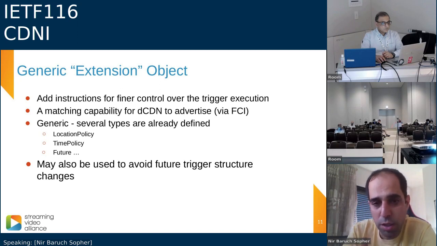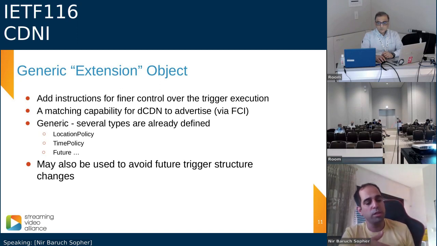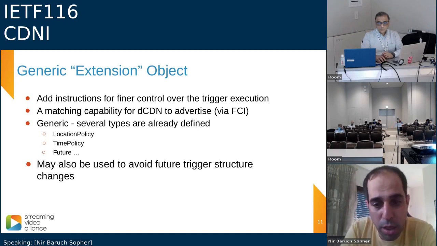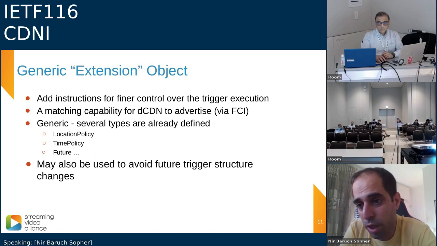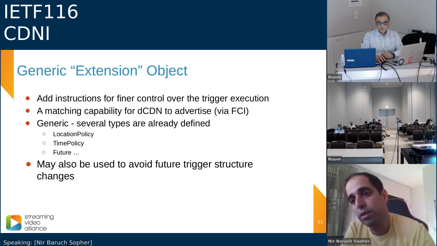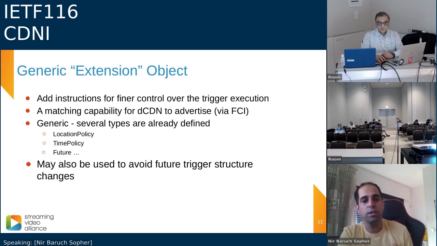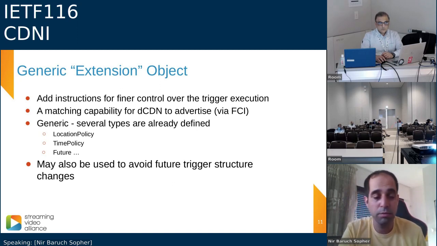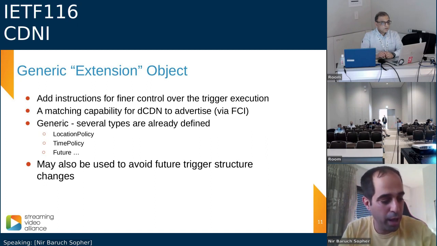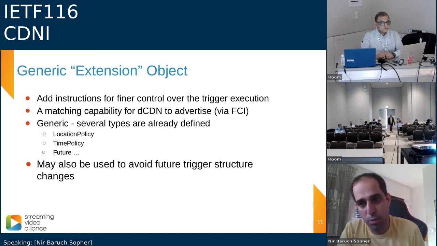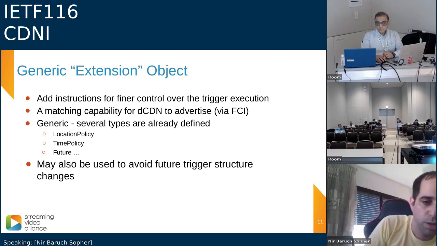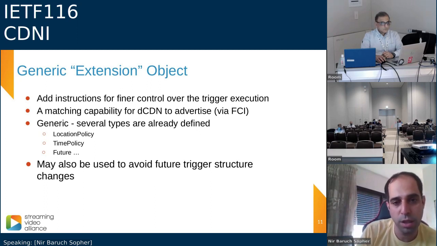One additional thing that the extensions mechanism allows us is to avoid future changes in the trigger structure. For example, what I already discussed, that if we want to say that the order of the specs has some meaning behind it, we don't need to change the structure of the trigger. We can just define a new extension saying run 1 only after 0, or whatever the one who needs it would define. Next, please.